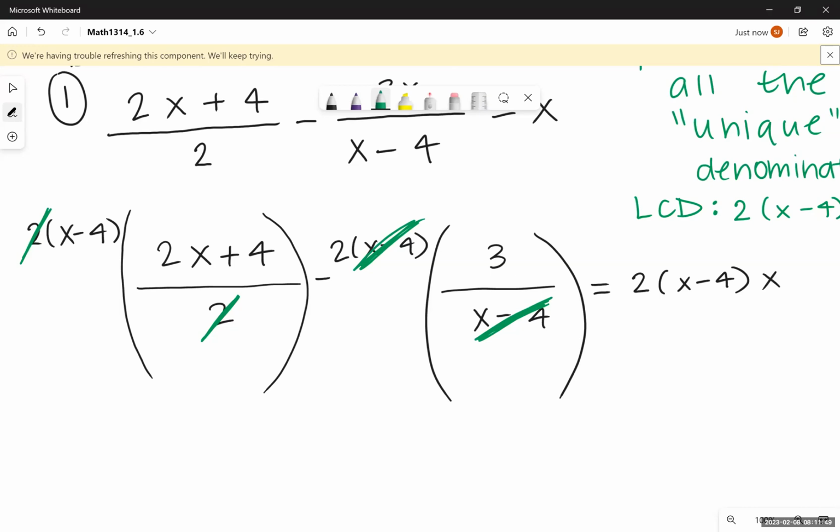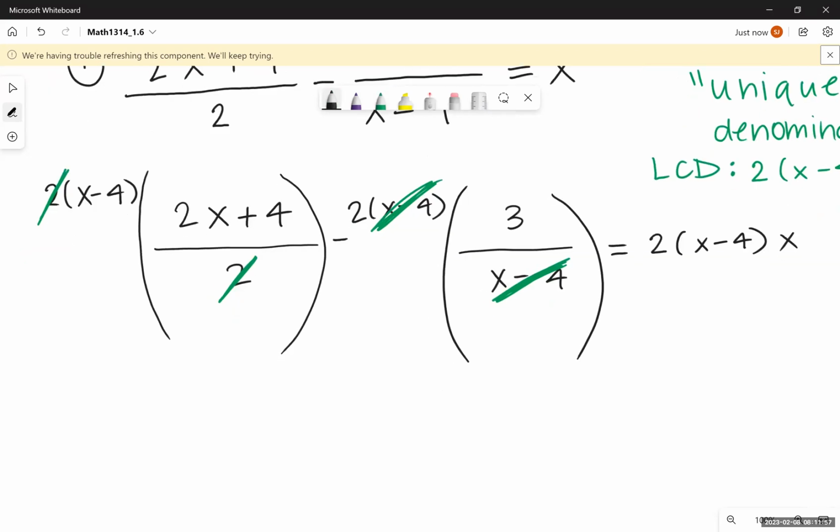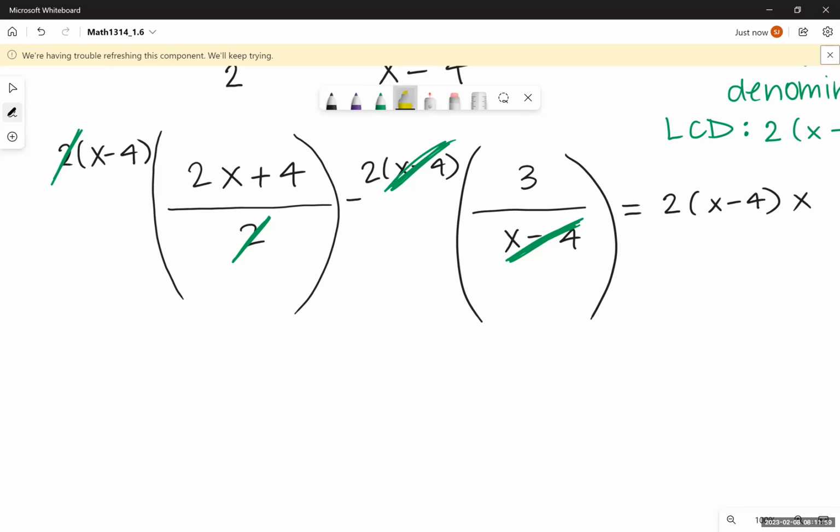Okay, once I show myself what's canceling, now I can rewrite the problem with just what's left. And so what I would have is just this x minus 4 times this. Because what I have marked out in green is gone. I did that for a reason. That's what the LCD does. It gets rid of whatever's in the denominator. Okay, so I have x minus 4 times 2x plus 4.